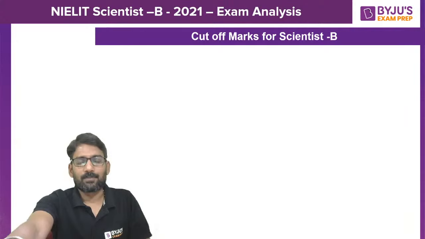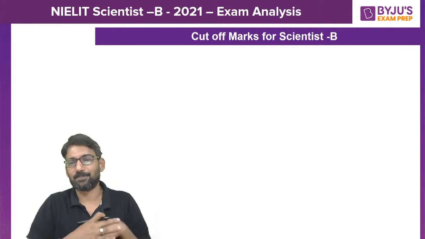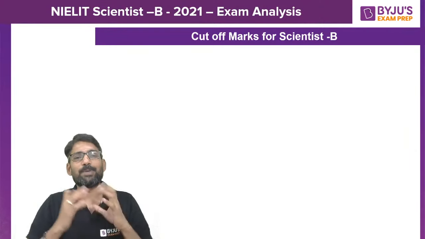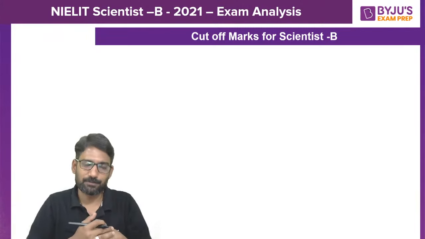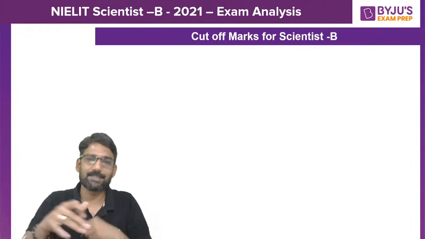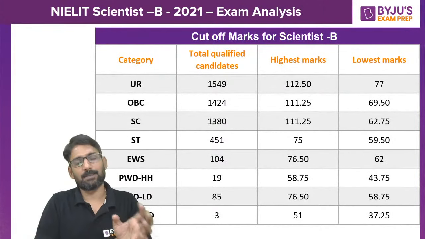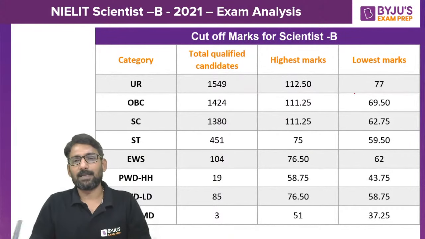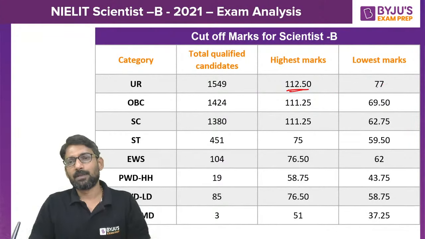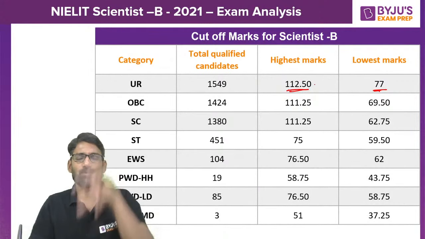And then this is the most weighting factor, I think, for all of you. What could be the cutoff? So before I reveal what is the cutoff that can be expected this year, let us just see what was the cutoff in the past NIELIT exam. In the past NIELIT exam, the highest cutoff was 112.50 and the lowest was 77. So let us talk about only the highest.